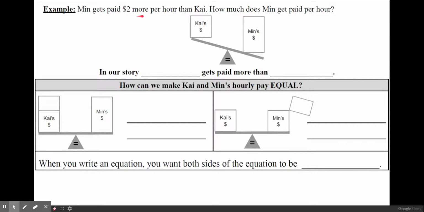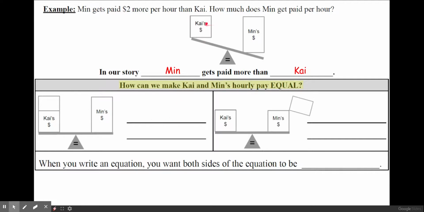Min gets paid $2 more per hour than Kai. How much does Min get paid per hour? So if we see a little seesaw right here, we like to think of an equation as something that needs to be balanced. The thing is that it's an equal sign in the middle, and we want both sides to be equal. Now, in our story, Min gets paid more than Kai. So you can see that because Min gets paid more, it's heavier on Min's side. So how do we balance it out? How can we make Kai and Min's hourly pay equal?